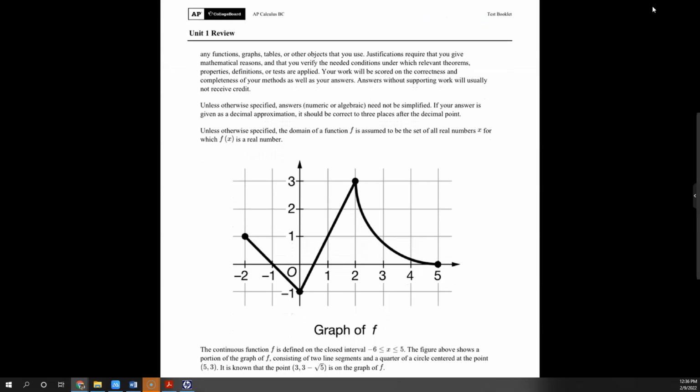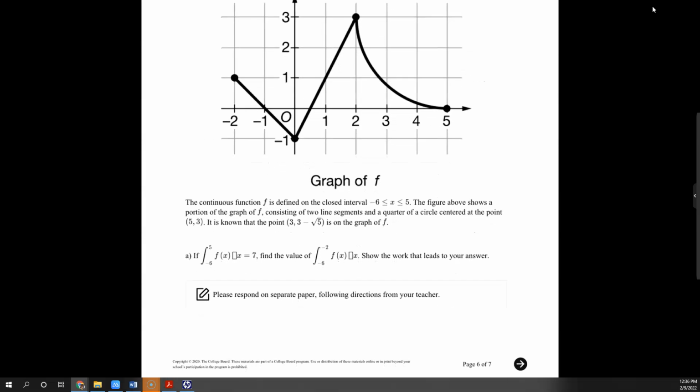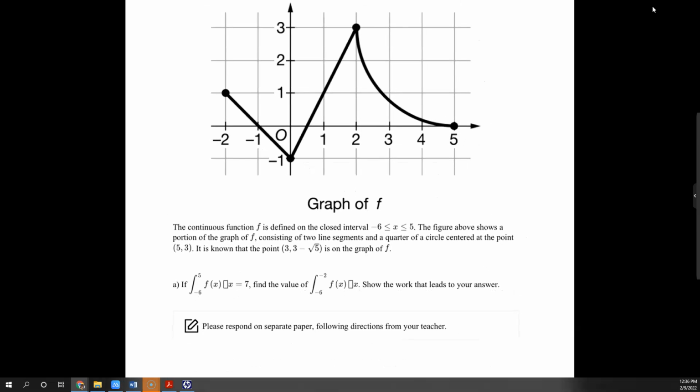All right, now we're going to give fun. Unless otherwise specified, blah, blah, blah. Okay, that's all just regular directions. Here we go. You guys, so important. Because half the time they're going to give you a graph of f prime. More than half, I feel like. This is actually a graph of f.